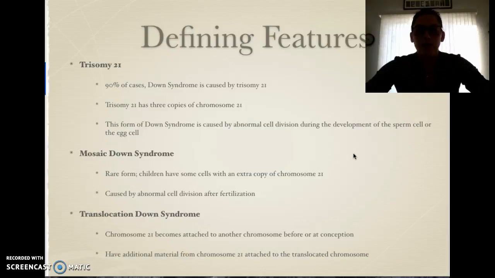Children have some cells with an extra copy of chromosome 21, and this is caused by abnormal cell division after fertilization. And lastly is translocation Down syndrome. Children with translocation Down syndrome have the usual 2 copies of chromosome 21, but they also have additional material from chromosome 21 that attaches onto the translocated chromosome. Most of the time, it is caused by a mistake in cell division during the development of the sperm, egg, or embryo.